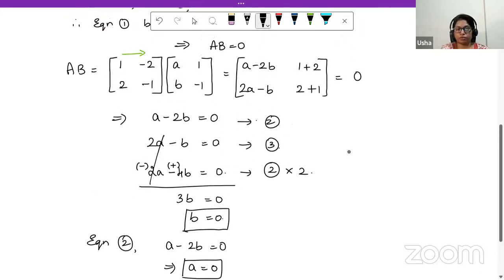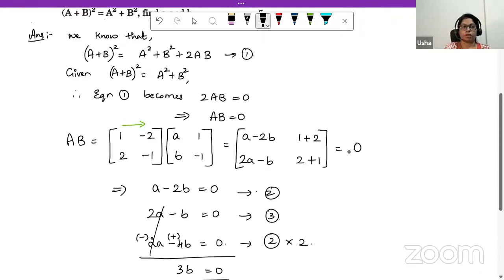Reply in the chat if you are clear with this.